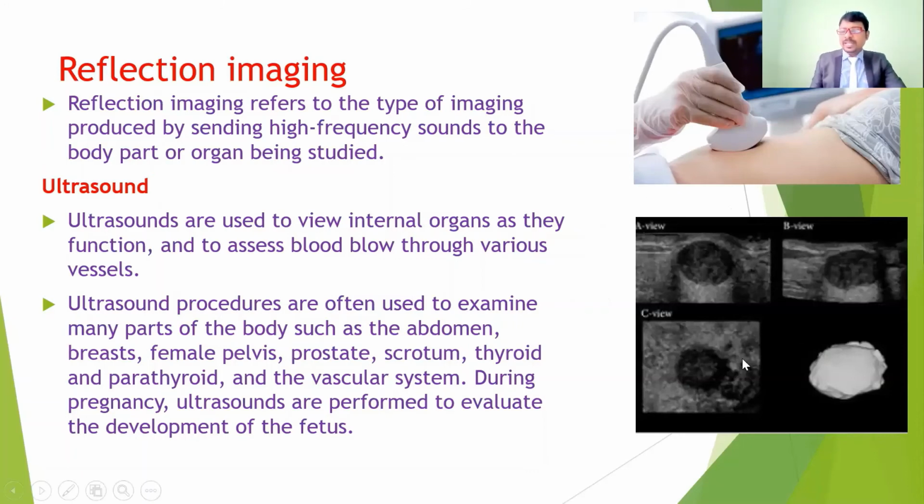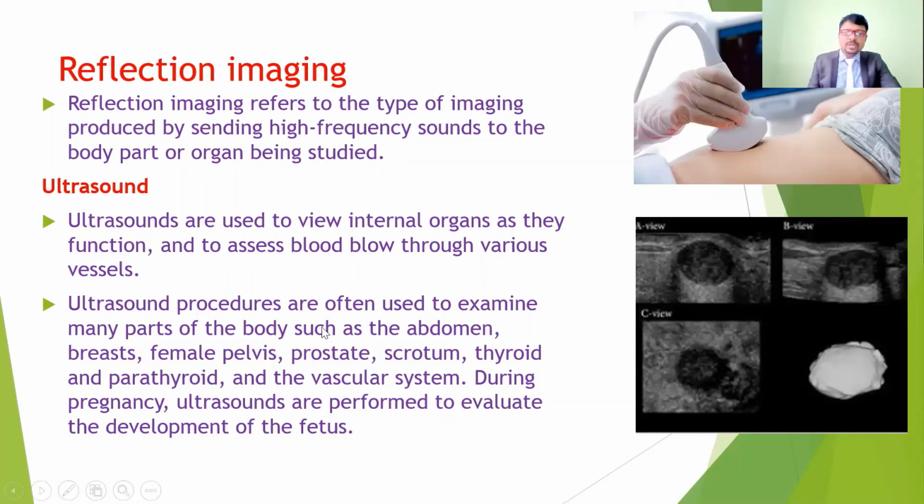If you want to study any organs in the stomach or chest or anywhere, we have to send sound waves, that is, ultrasound waves. These are high frequency sounds. These sound waves give a clear image of our internal organs. Ultrasounds are used to view the internal organs as they function and also assess the blood flow through the various vessels. So we can understand the structure, shape, size, and function of the internal organs with the ultrasound scan.